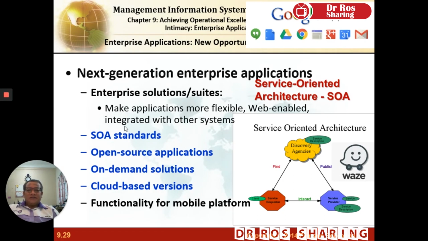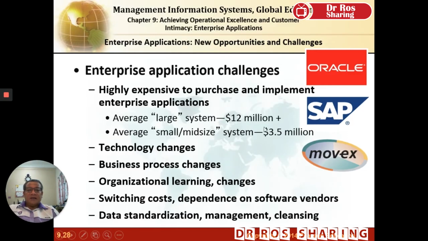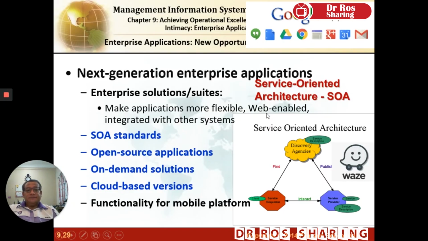However, we are moving to the next generation enterprise, more towards service-oriented architecture, in which a company does not necessarily need to purchase the software, but could subscribe to the service. So this is what they call service-oriented architecture, rather than purchasing the software. You are basically subscribing to the software for the service, and in this next generation enterprise application, the cost is slightly lower in comparison to the previous model, in which you had to buy a big and large software system.